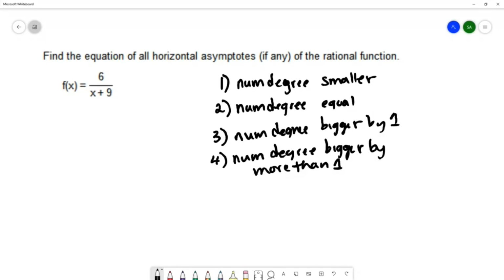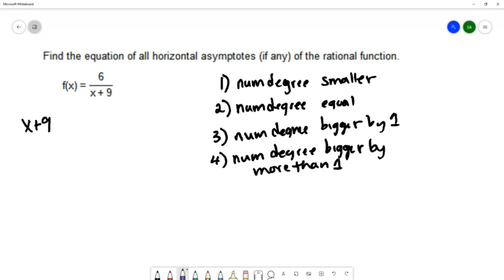So in order for us to figure out which case we're working with, we have to know the degree of the numerator as well as the degree of the denominator. Now the degree is going to relate to the power on x. So for our denominator we have x plus 9. So let's analyze this. We have x plus 9.